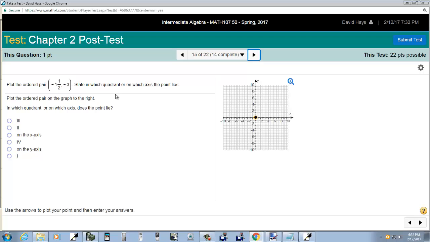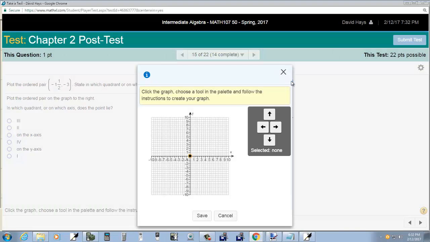Plot the ordered pair, state in which quadrant or on which axis the point lies. Plot the ordered pair -1.5 and -3. Probably need to know the decimal of it. Choose a tool on a palette and follow the instructions. I don't have a palette.